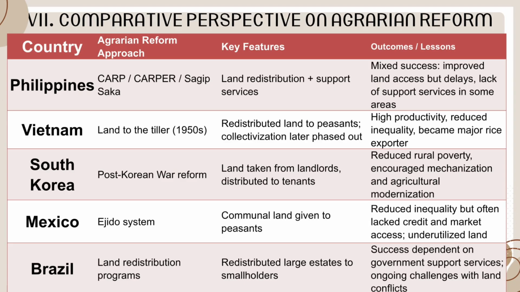Now let's move to the comparative perspective on agrarian reform. As you can see on this slide, this represents a comparison of agrarian reform programs in other countries. There are Vietnam and South Korea shown as successful examples because their government strongly supported land redistribution and provided farmers with sufficient assistance. In contrast, Brazil and Mexico experienced mixed results due to weak implementation and unequal land distribution. This teaches that agrarian reform is most effective when there is strong political will and consistent government support.